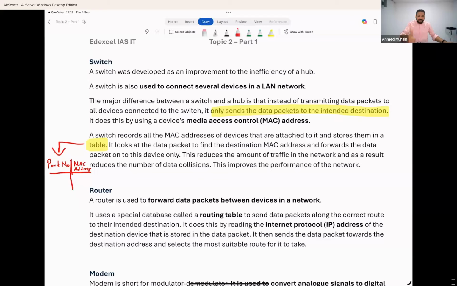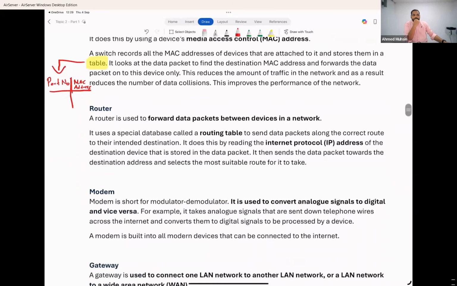So you all know about network interface card, you all know about a hub, you all know about a switch. Let's make it a little more complicated. Next, what do we have? Next, we have a router.